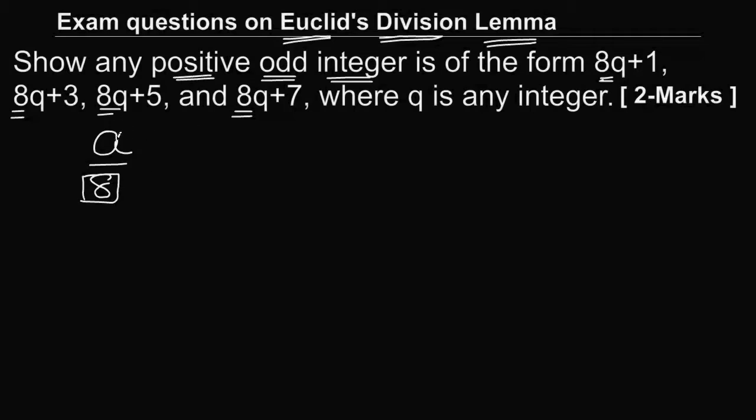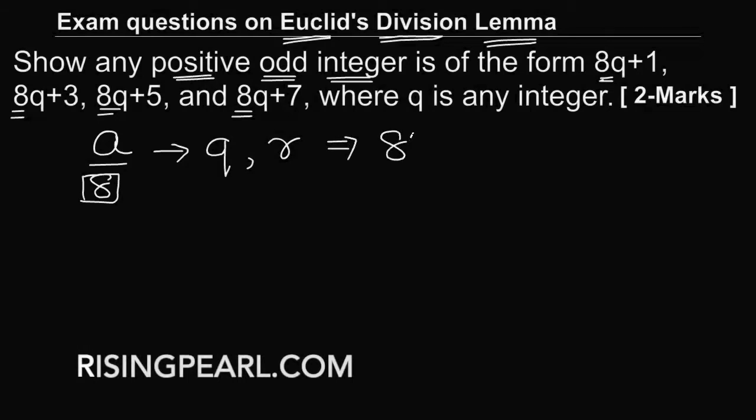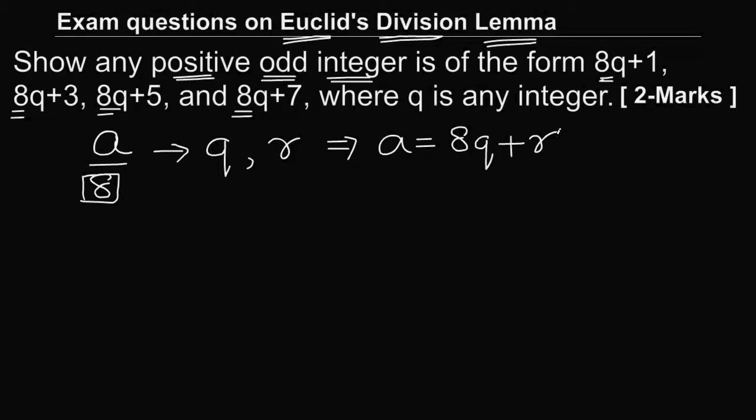So what happens when we divide a by 8? Well, Euclid's division lemma says that whenever we do any division, we get a quotient and a remainder. And we will be able to write the number a as 8 times the quotient plus the remainder. q can be any integer, and r can be 0 or greater than 0, but r must be less than 8. That is, the remainder must be less than the divisor. We know this from Euclid's division lemma.